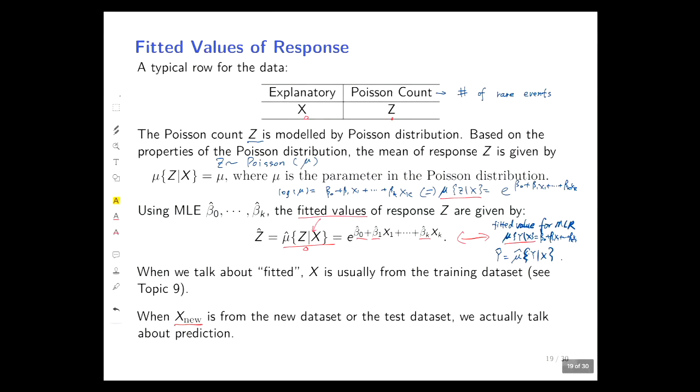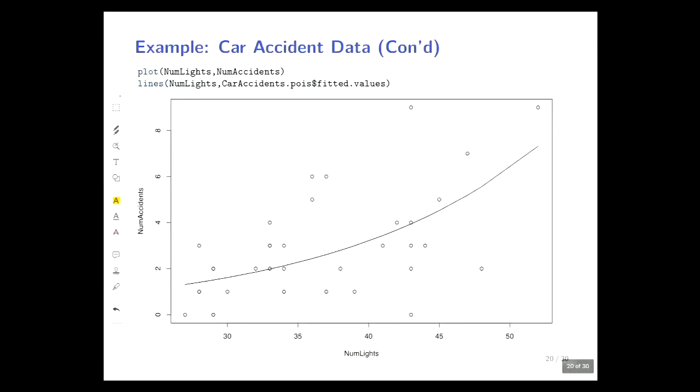Let's just look at how to obtain the fitted value. When we talk about the fitted value, we mean we consider the training data set, which is usually the data set we use to fit the model. And how do we use this data set to obtain the fitted value in R?